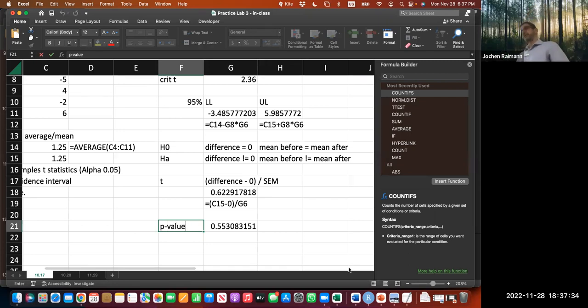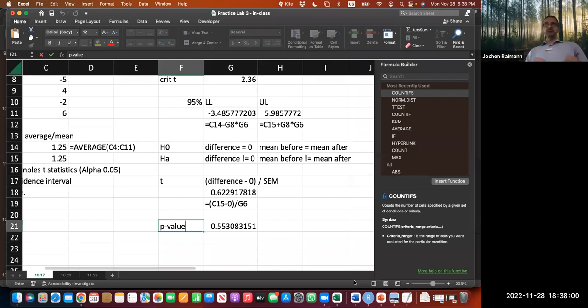What does that mean? That's a 55% probability that if you're saying this is significantly different from 0, you are committing a type 1 error. So you mean you're rejecting something that should not be rejected. So that's your type 1 error. So this is obviously greater than the 5% we were willing to accept.